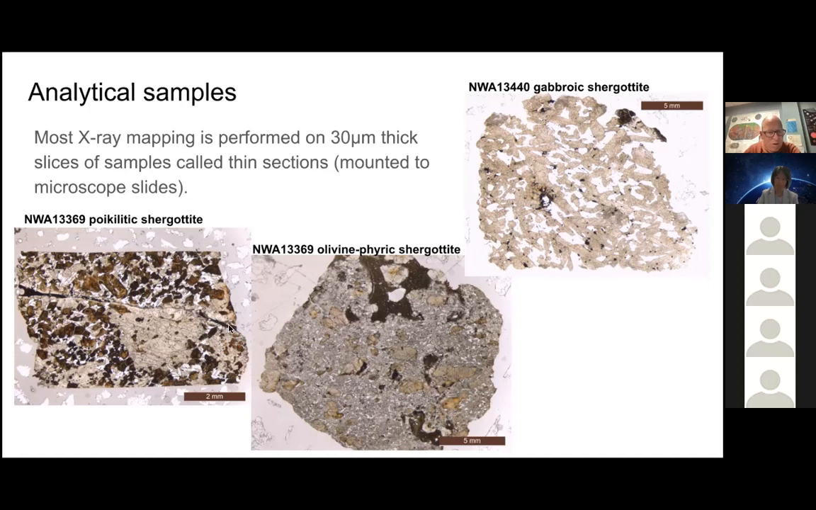In this case, on this sample on the left, the poikilitic shergottite, we're looking at a shock vein that cross-cuts it. And this shock vein is representative of the hypervelocity impact processes that affect and liberate these rocks from the surface of Mars. So these are the types of samples that we can analyze, and even with them being thin, we are minimizing the volume of the mineral that's analyzed using the electron beam techniques.